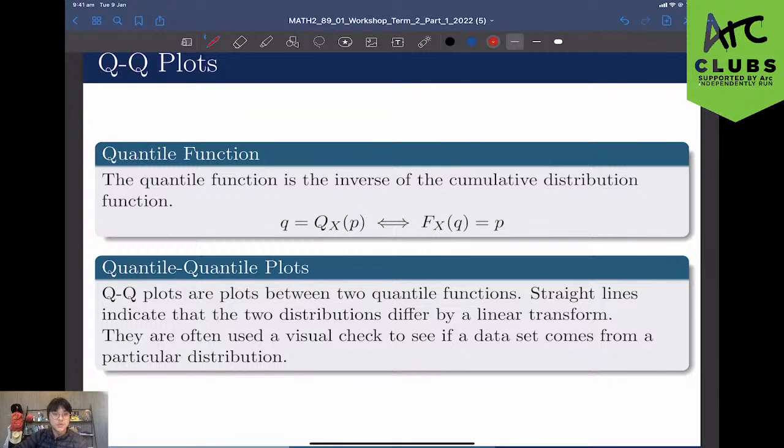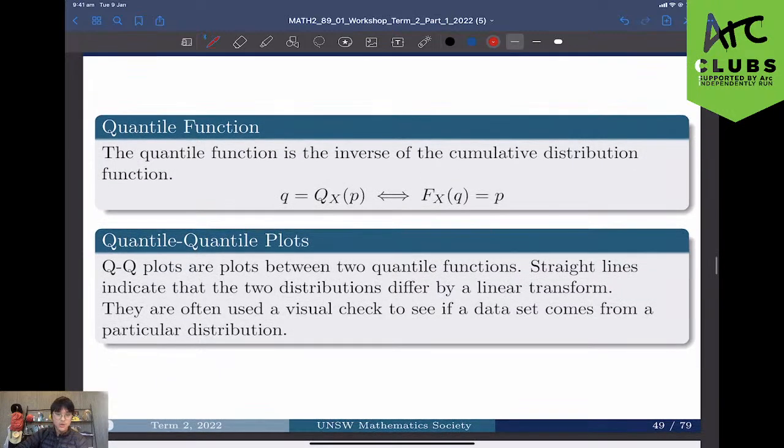So next we have quantile plots. So the quantile function is the inverse of the CDF. Quantile plots are plots between two quantile functions. Straight lines indicate that two distributions differ by a linear transform, and they are often used to check if a data set comes from a particular distribution.